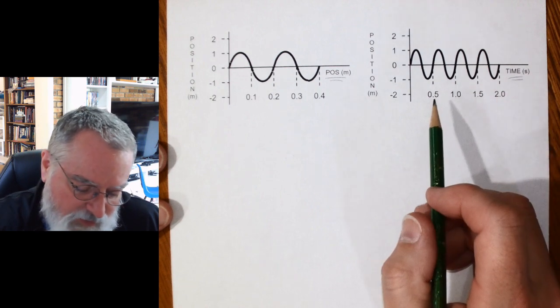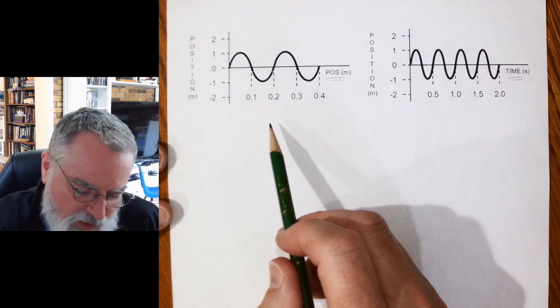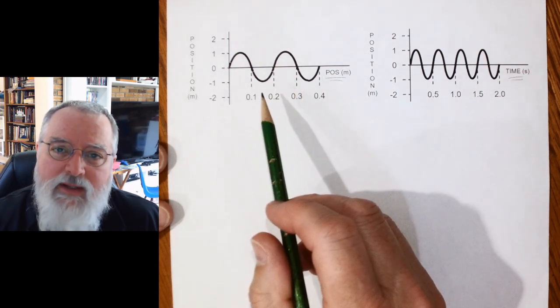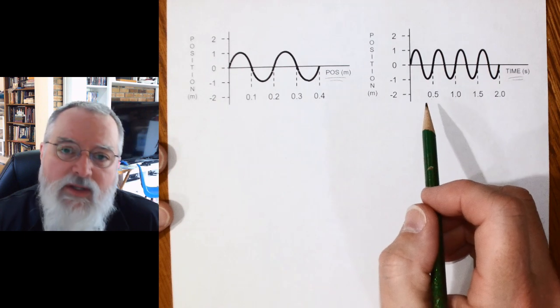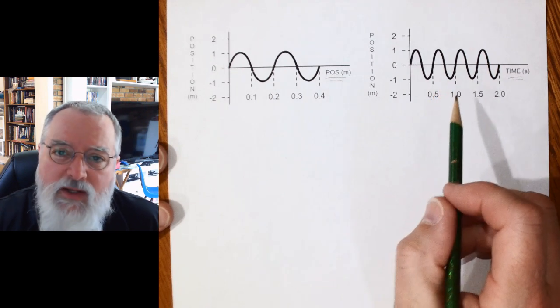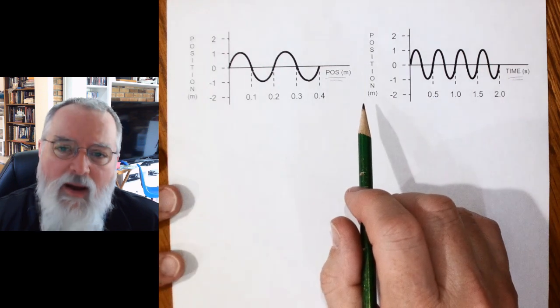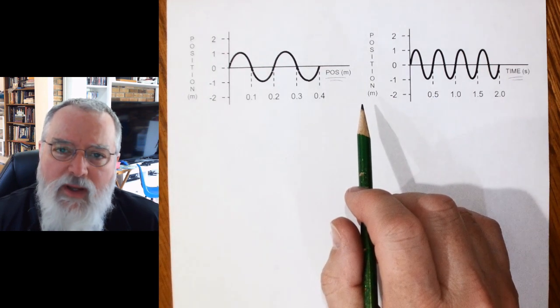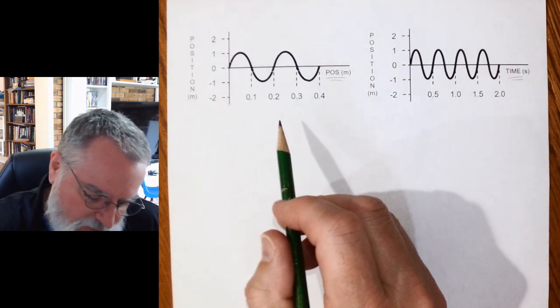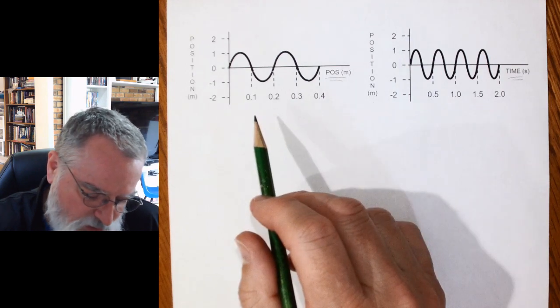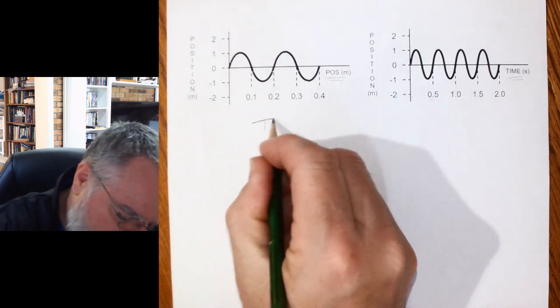The one on the left, what we're seeing is a snapshot of what the entire wave is doing at one moment in time. On the right, we're seeing a graph of one location on the wave and what it's doing as time goes on. All right, so without further ado, here we go. Looking at these 2 graphs, the y-axis is position in both of them, so we know it's a transverse wave. So I'm going to write that down.